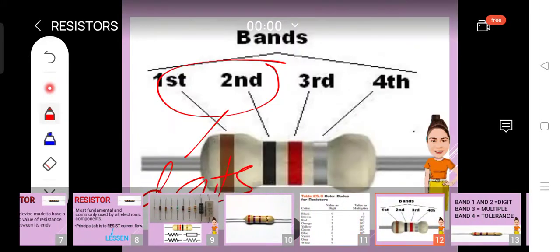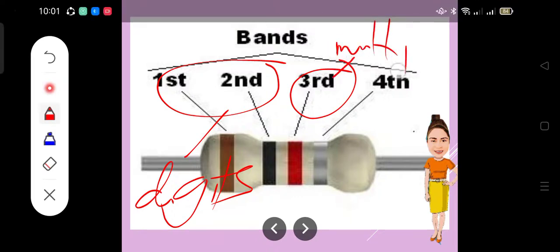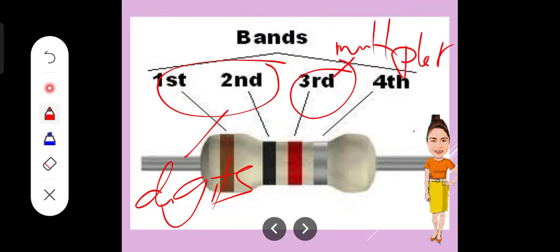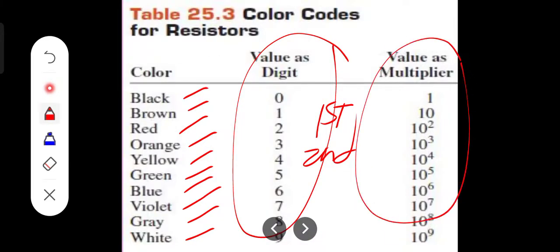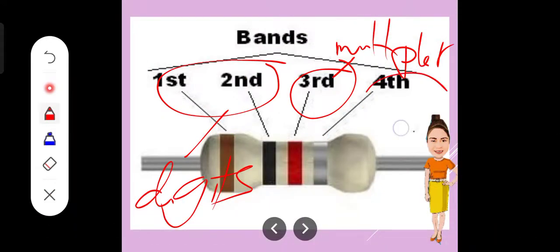Next is the third band. The third band is the power of 10, or the multiplier. So for this band, we will be using the multiplier. Then for the fourth band, we will be using the precision for the tolerance. If there is no band, this is 20%.